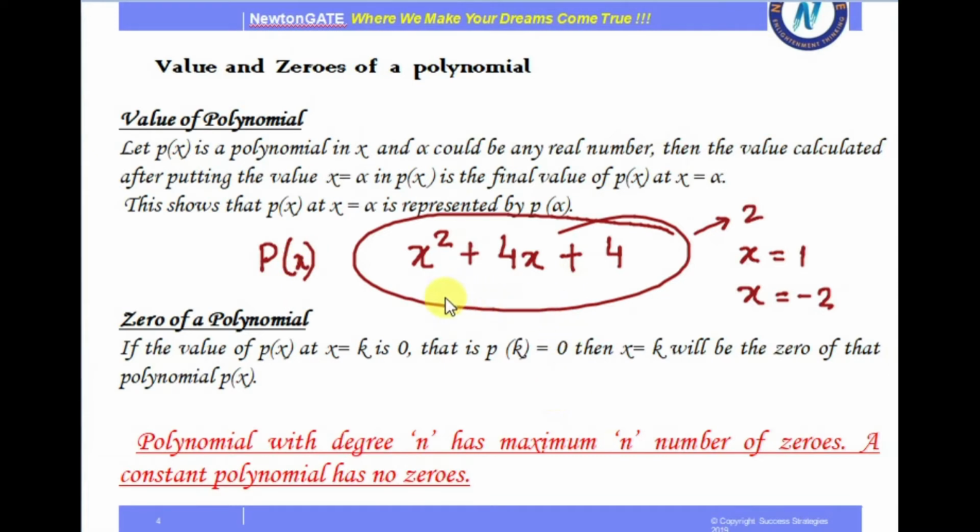So when we put 1, we get 1 plus 4 plus 4, that is 9. So this is the value of the polynomial. But when we put x equal to minus 2, what do we get?